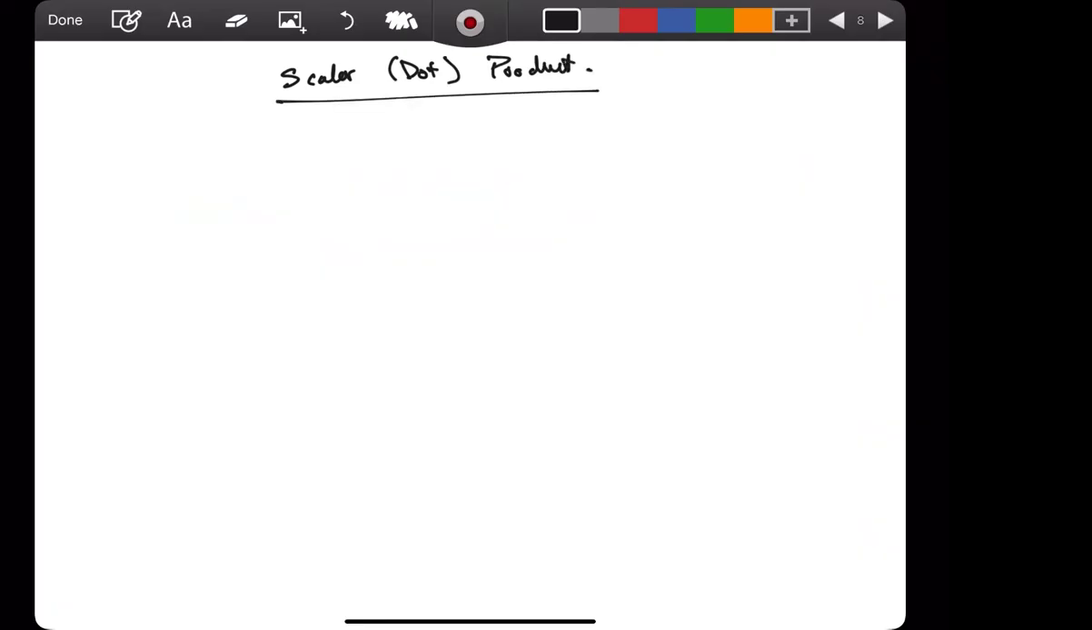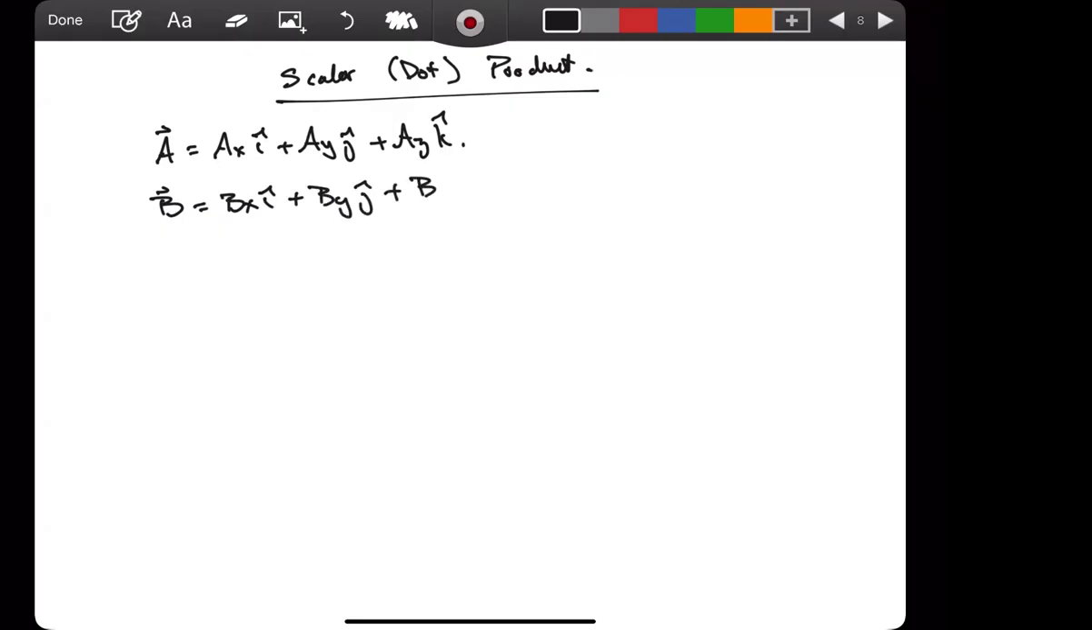Good. So let's talk about these things. First of all, let's say that I have two vectors. I have vector A, which is equal to AX in the I hat direction, plus AY in the J hat direction, plus AZ in the K hat direction. I also have some vector B, which is equal to BX in the I hat direction, plus BY in the J hat direction, plus BZ in the K hat direction.